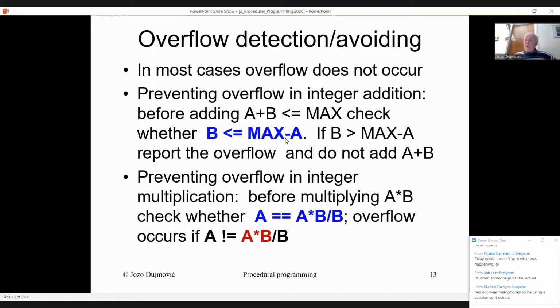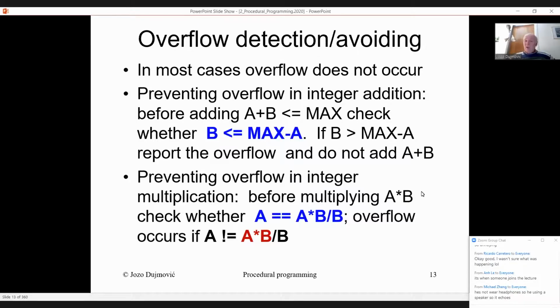And if it is less than this, then it is safe to perform the operation and the correct result will be produced. However, if b is greater than maximum minus a, this is immediate proof that the next result will be an overflow, and therefore you can prevent that by not performing this operation.